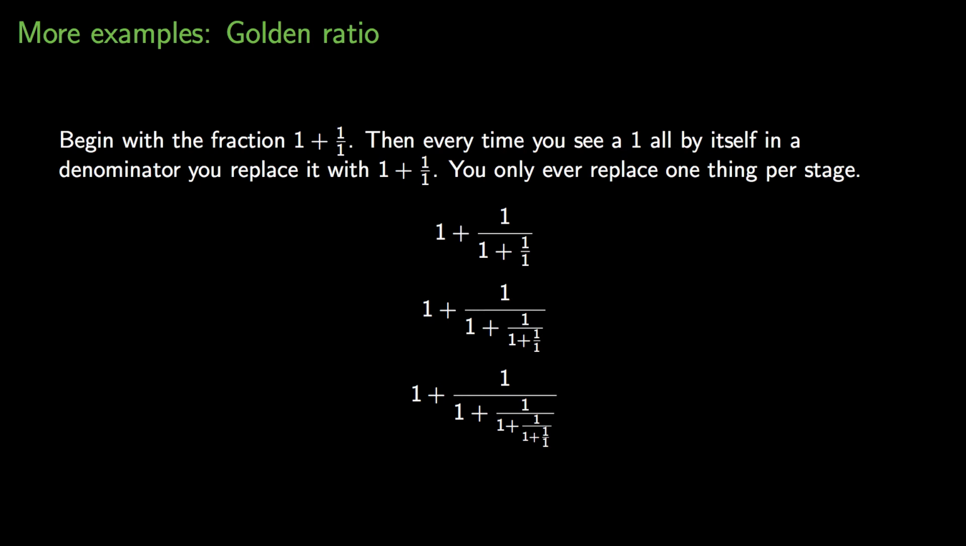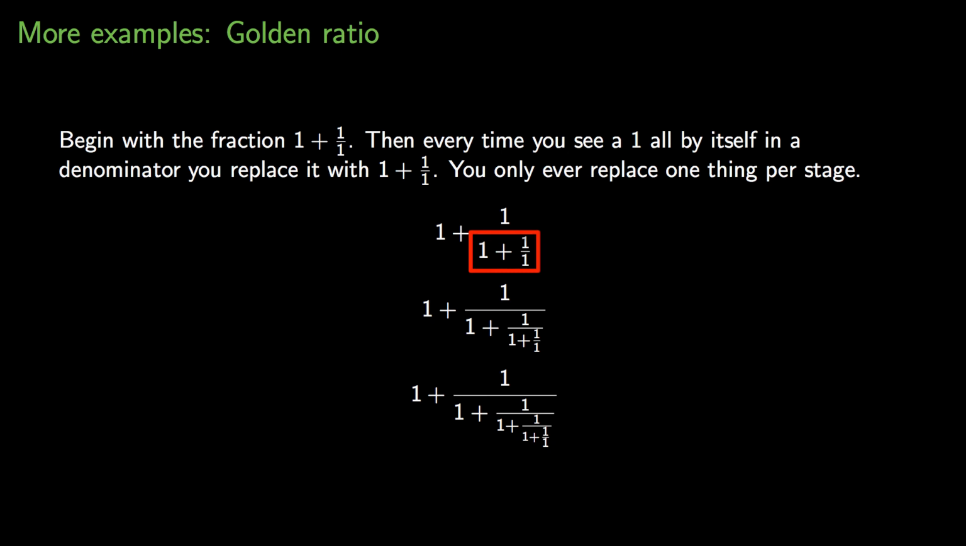And so if I were talking about the golden ratio as a fractal, I would say, begin with the fraction 1 plus 1 over 1. Then, the rule that I'll repeat infinitely many times is, every time you see a 1 all by itself in a denominator, you will replace it with 1 plus 1 over 1. Which means from stage to stage, you're only ever replacing one thing, which means there's only ever going to be one more fraction bar. So here I have the second stage. I took this 1 and I replaced it with the fraction 1 plus 1 over 1, or the expression.